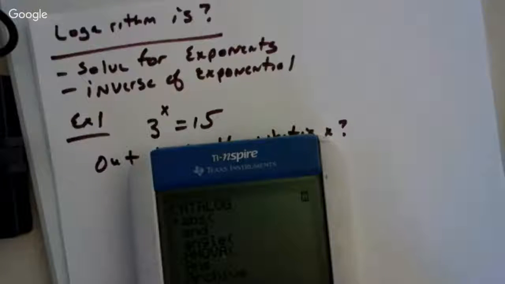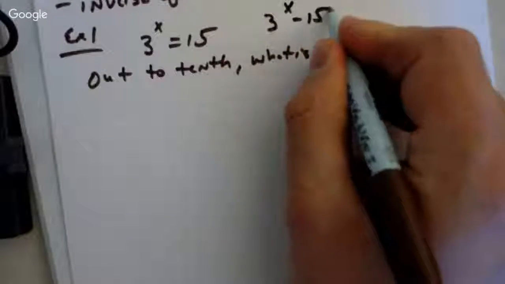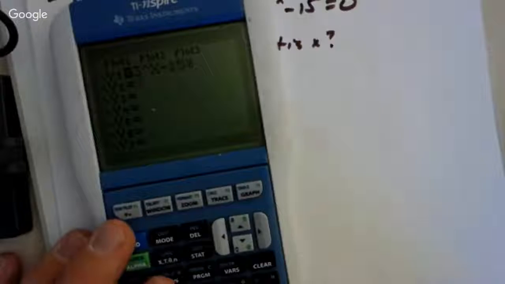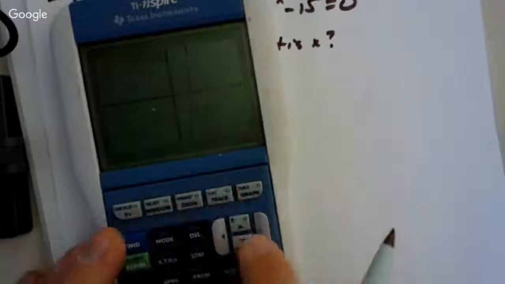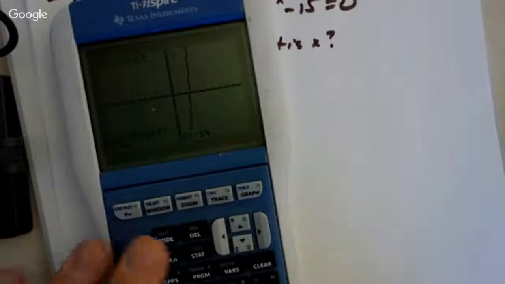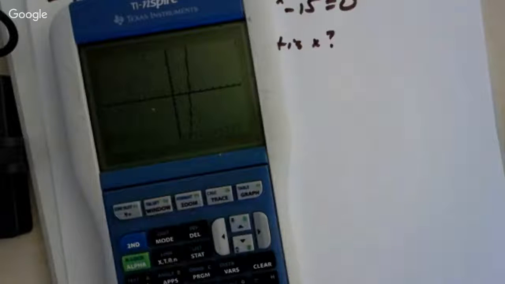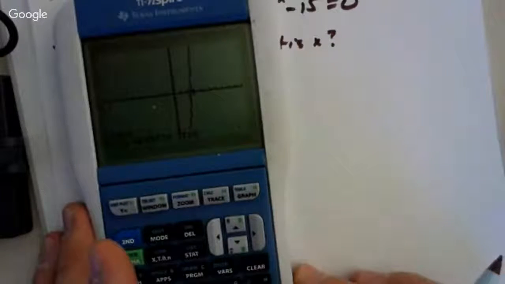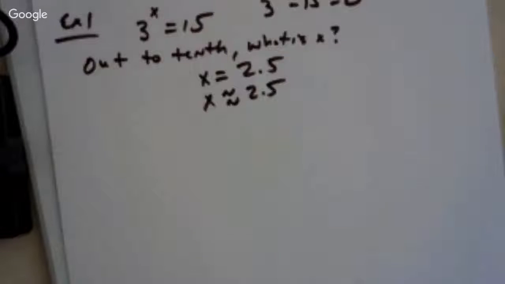Somebody else. Spiker, what'd you do? We moved 15 to the same side as 3 to the x. Okay, so 3 to the x minus 15 is equal to 0, and then you graphed it. Good thinking. It crosses there, so we want to know where it's equal to 0. So we go to the calculate menu, go to zeros. That gives us 2.5. Using the graph is a good strategy. I'm going to put approximately, because 2.5 isn't going to give us exactly 15. Anybody else use a different way?